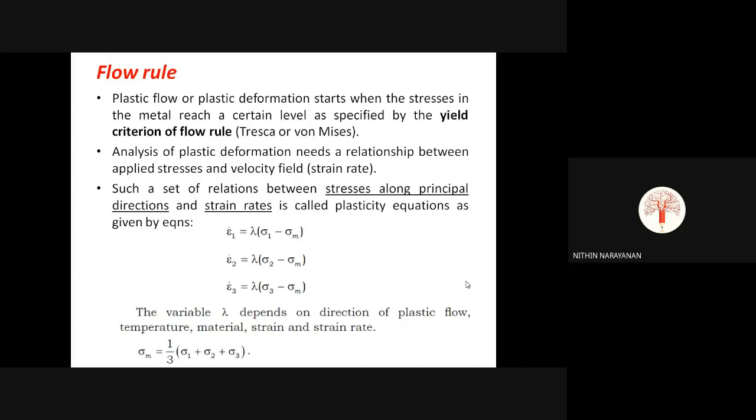when the stresses in the metal reach a certain level as specified by the yield criterion or flow rule.